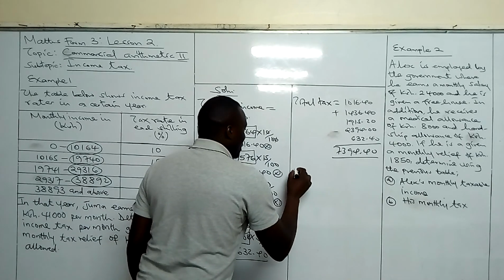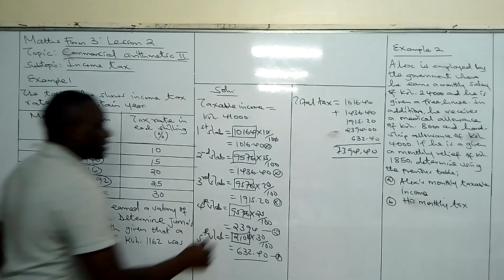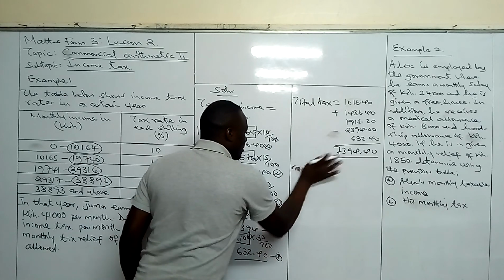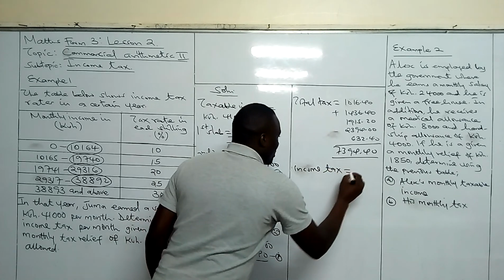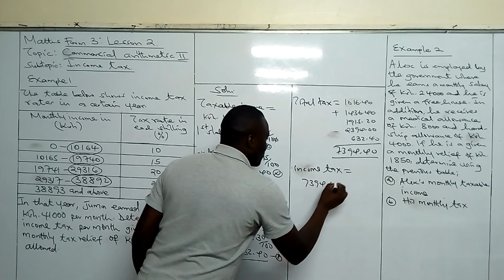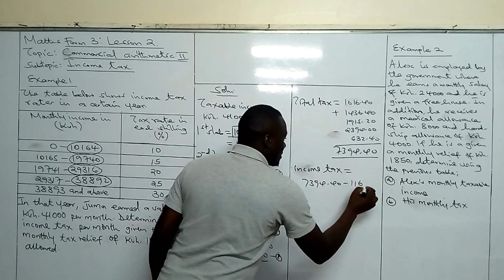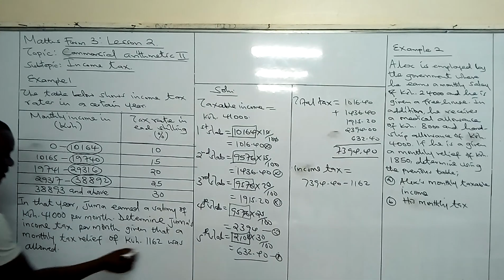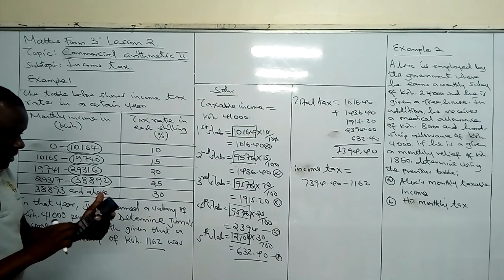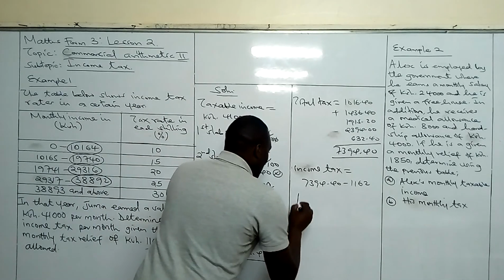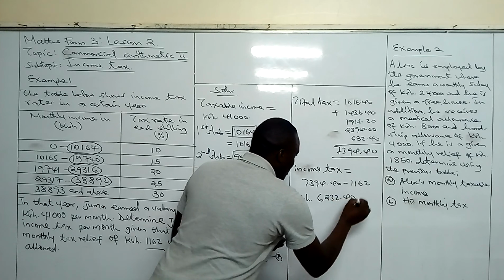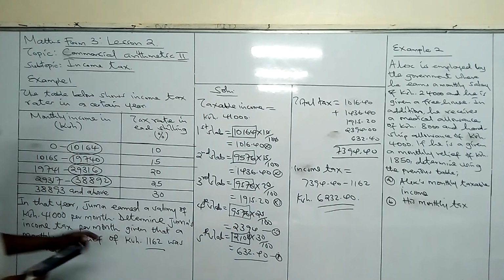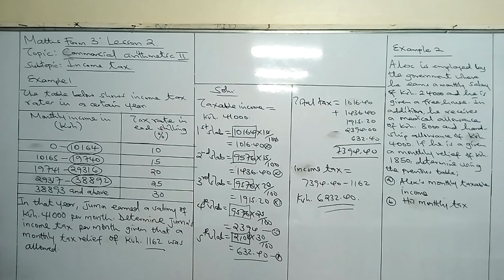So we will now say income tax is going to be the same as 7394.40. We minus the relief, which is 1162. It has been given here. Then when we subtract that, what do we obtain? We obtain Kenya shillings 6,202.40 cents. So that's the total tax that Juma will pay. So that's how we do this particular question.